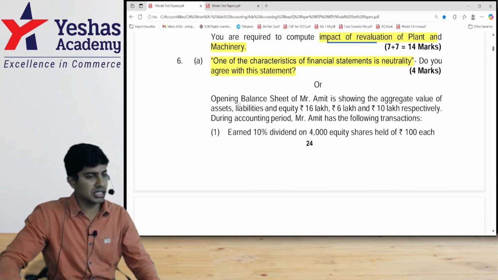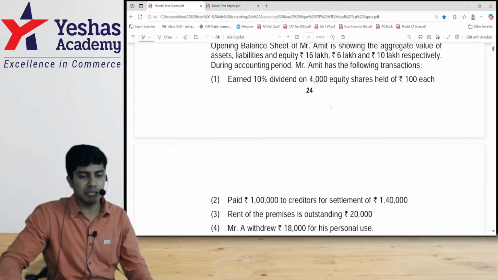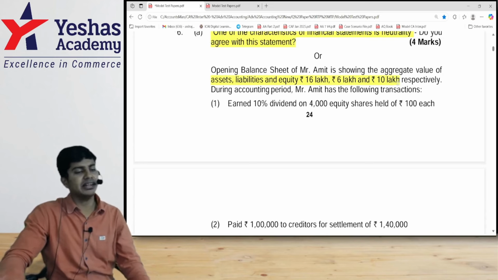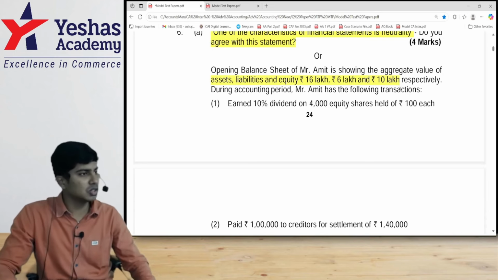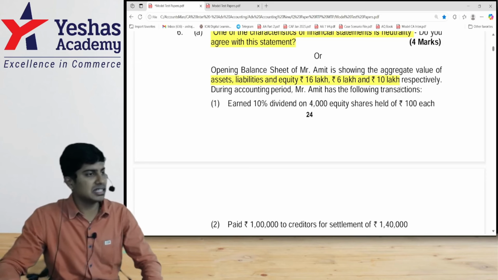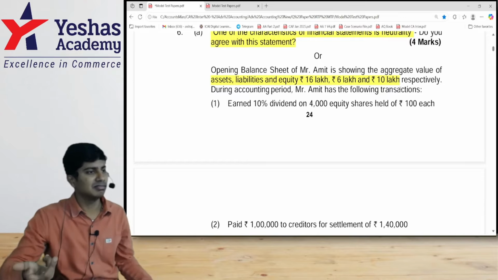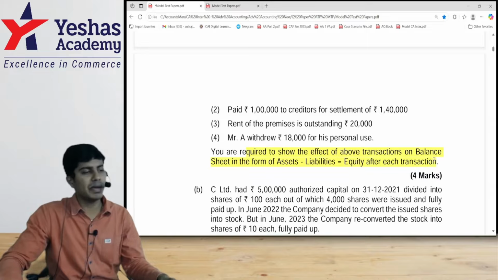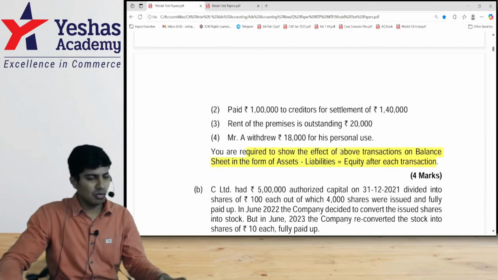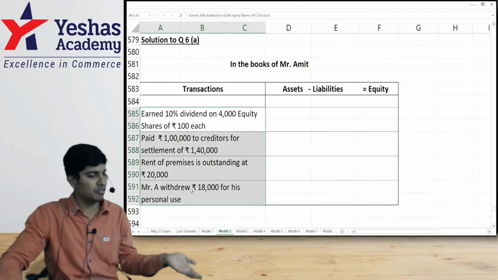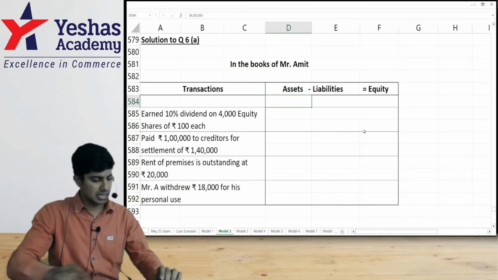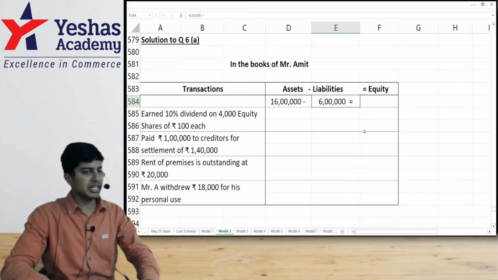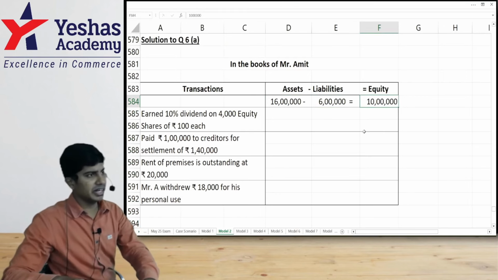Okay, let's get back to 6A, second option. Opening balance sheet of Mr. Amit is showing the aggregate value of assets, liabilities, and equity to be 16 lakh, 6 lakh, and 10 lakh. We know assets minus liabilities is equal to capital. So asset is 16, liabilities is 6. Capital will be 16 minus 6. That's matching. They've given a list of transactions 1, 2, 3, 4. They wanted to show the impact of the transactions on the balance sheet. Let's write it here. I've written all the adjustments here, whatever they've given. Opening data is like this. Asset is 16 lakh. Liabilities is 6 lakh. So 16 minus 6, I'll get my equity as 10 lakh. Did everyone get this? Fine.